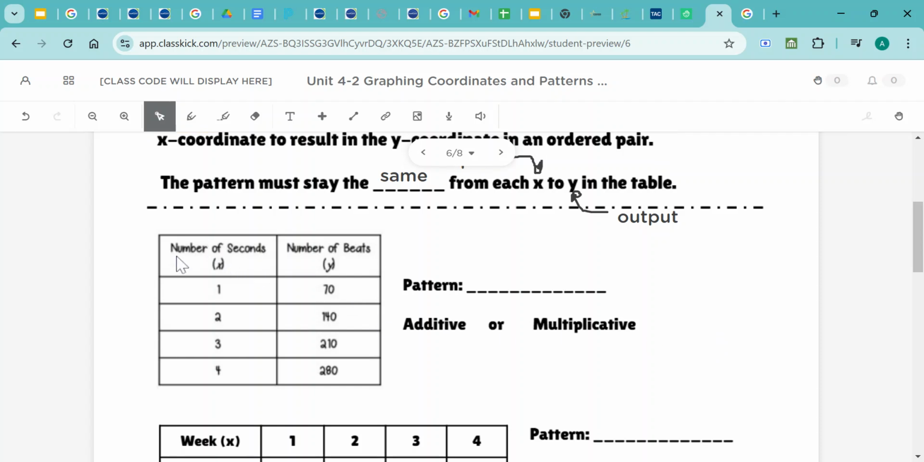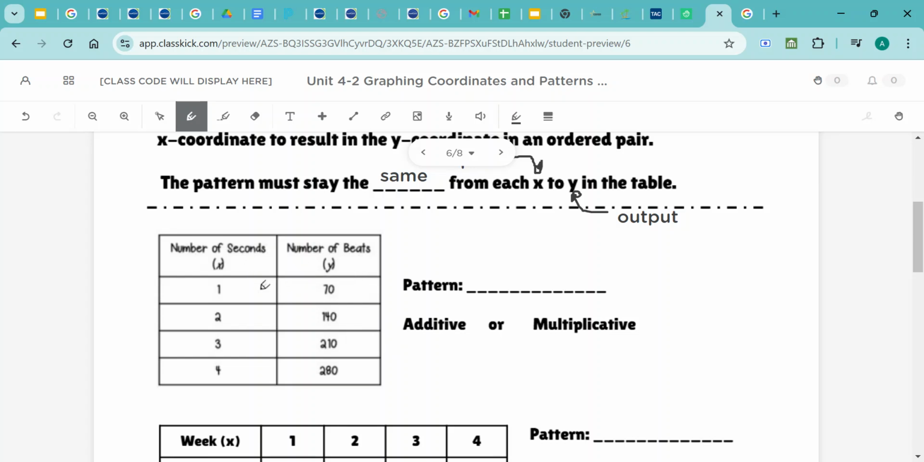So right here we have a table. Again, all about today is looking at tables and trying to find the patterns that are going on in the table. Okay, so we have number of seconds. This is your x coordinate or your x value. We have 1, 2, 3, 4 down. And then number of beats. This is our y coordinate or our y value. This is 70, 140, 210, 280.